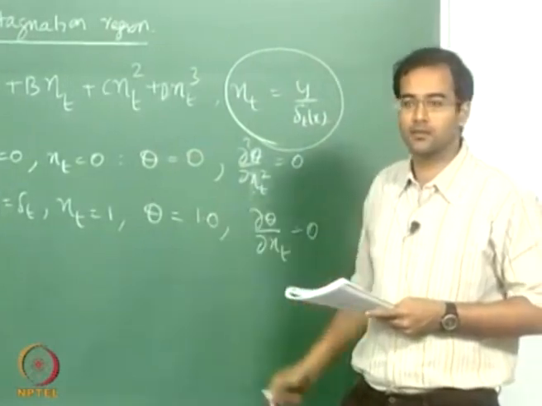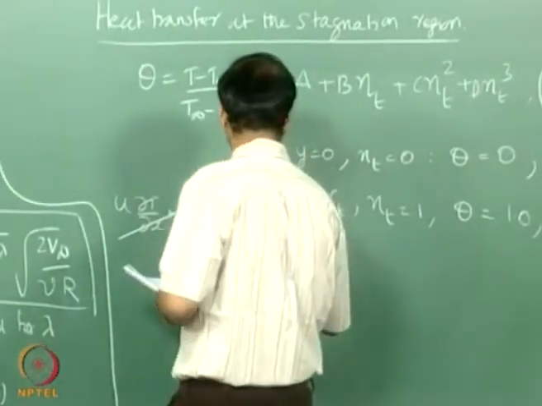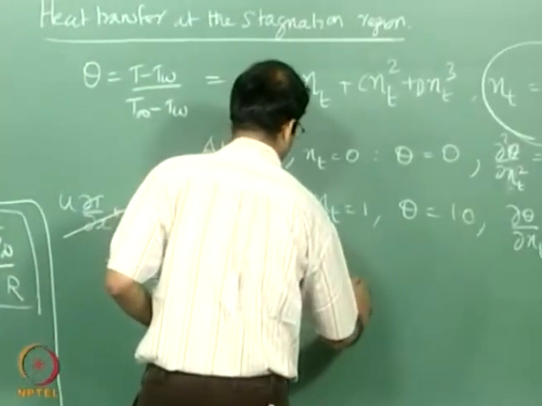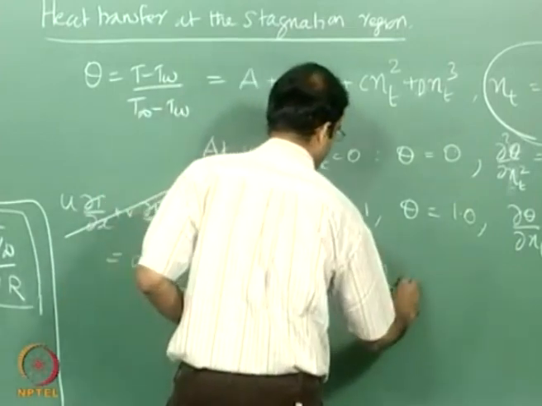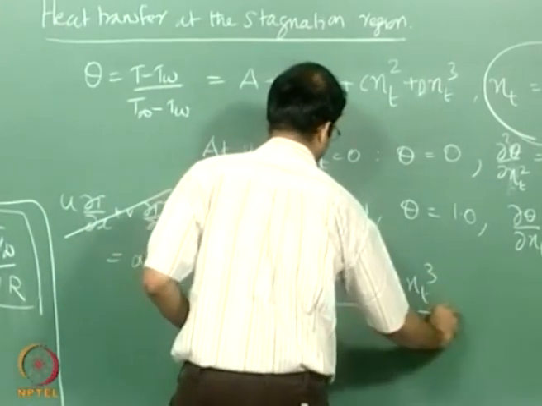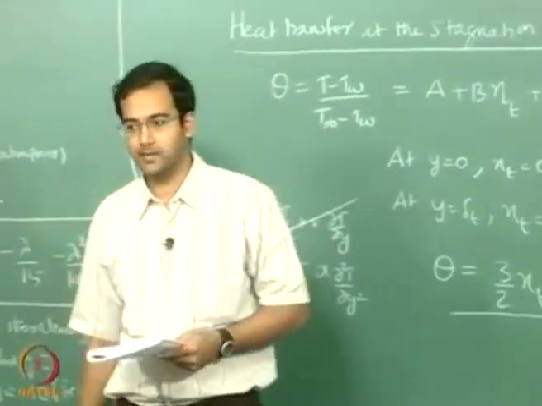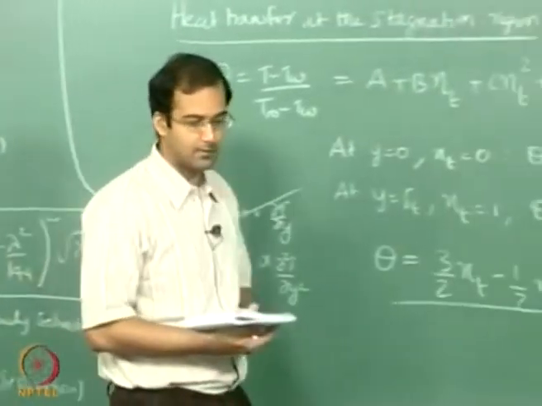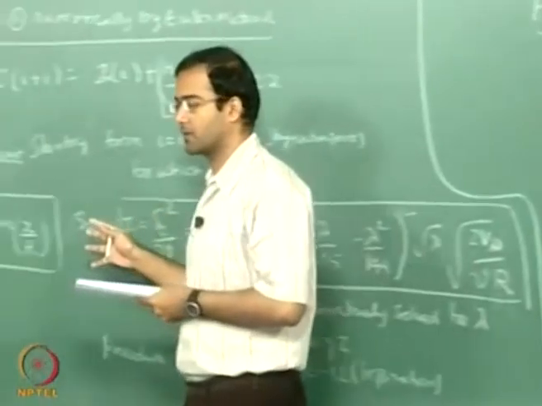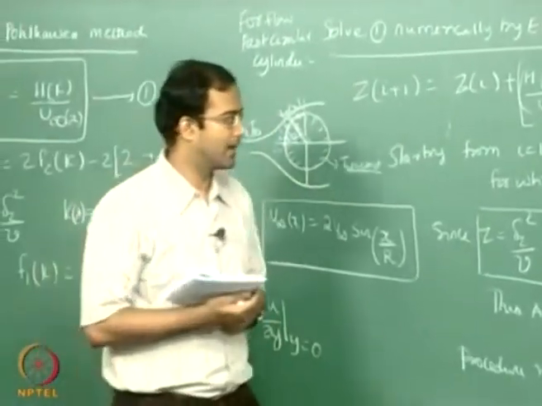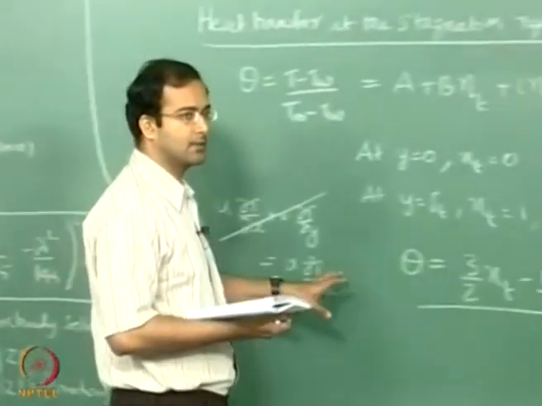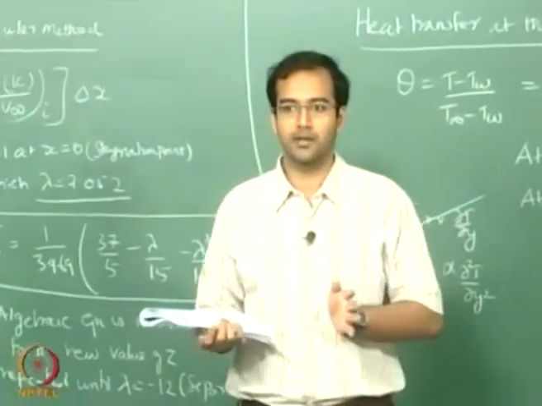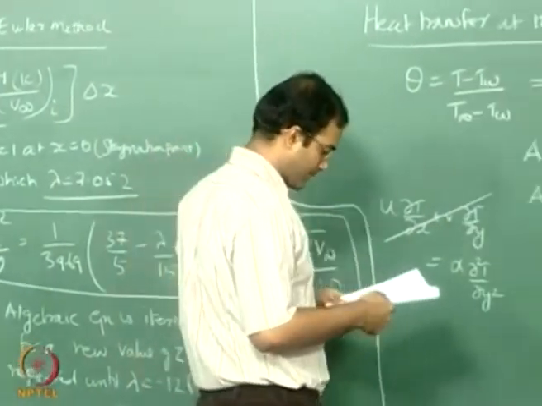So what was the profile? 3 by 2 eta t minus 1 by 2 eta t cube. As far as the temperature is concerned, it only depends on the flow problem. The flow problem is different with and without pressure gradient, but as far as the temperature profile is concerned, this is the temperature profile, and the energy integral equation also remains the same. So we have to substitute this into the energy integral.